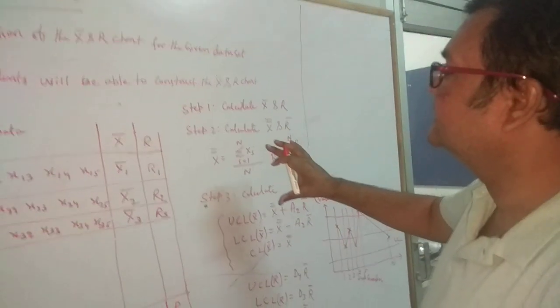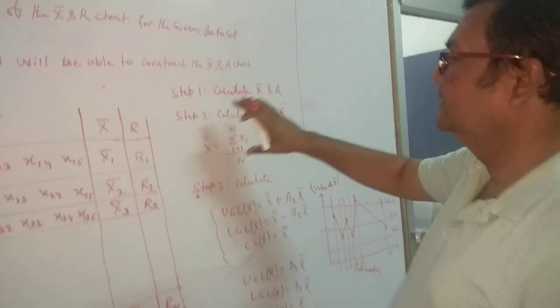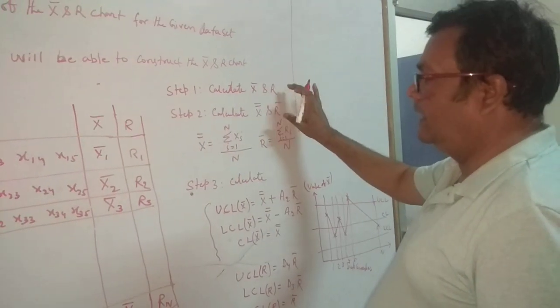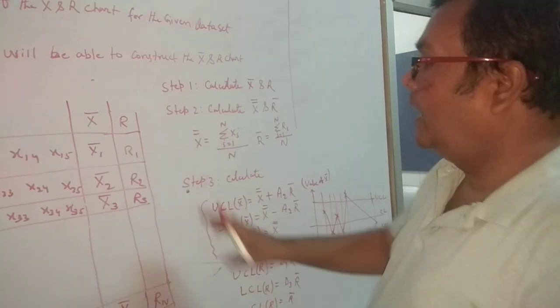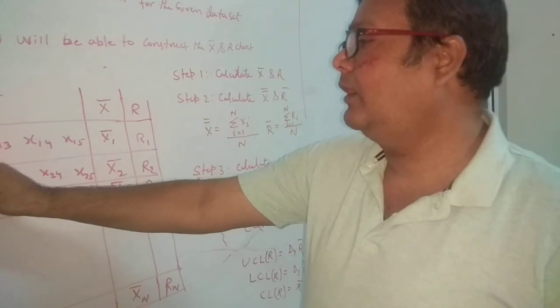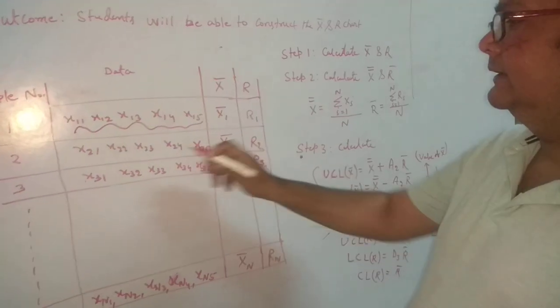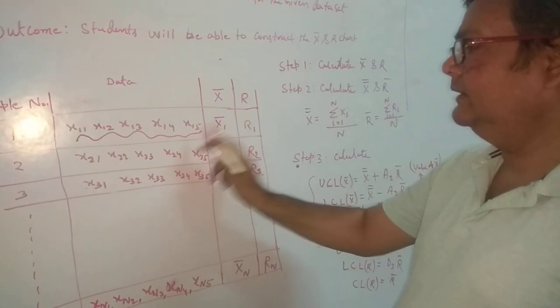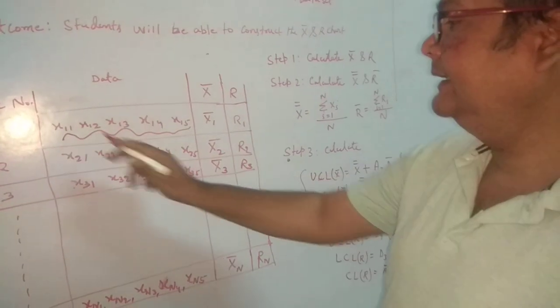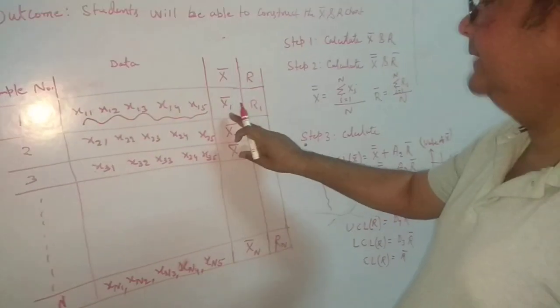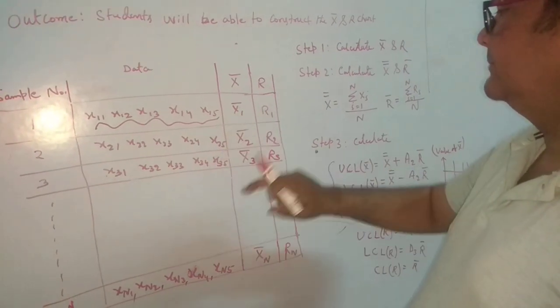I am telling you the stepwise procedure to construct the X bar and R chart. Step 1. In step 1, first we calculate X bar and R. How? This X1 bar is the average of this data, that is x11 plus x12 plus x13 plus x14 plus x15, which we will add and divide by 5. Why 5? Because here we have 5 data. In this way we will calculate the X1 bar.